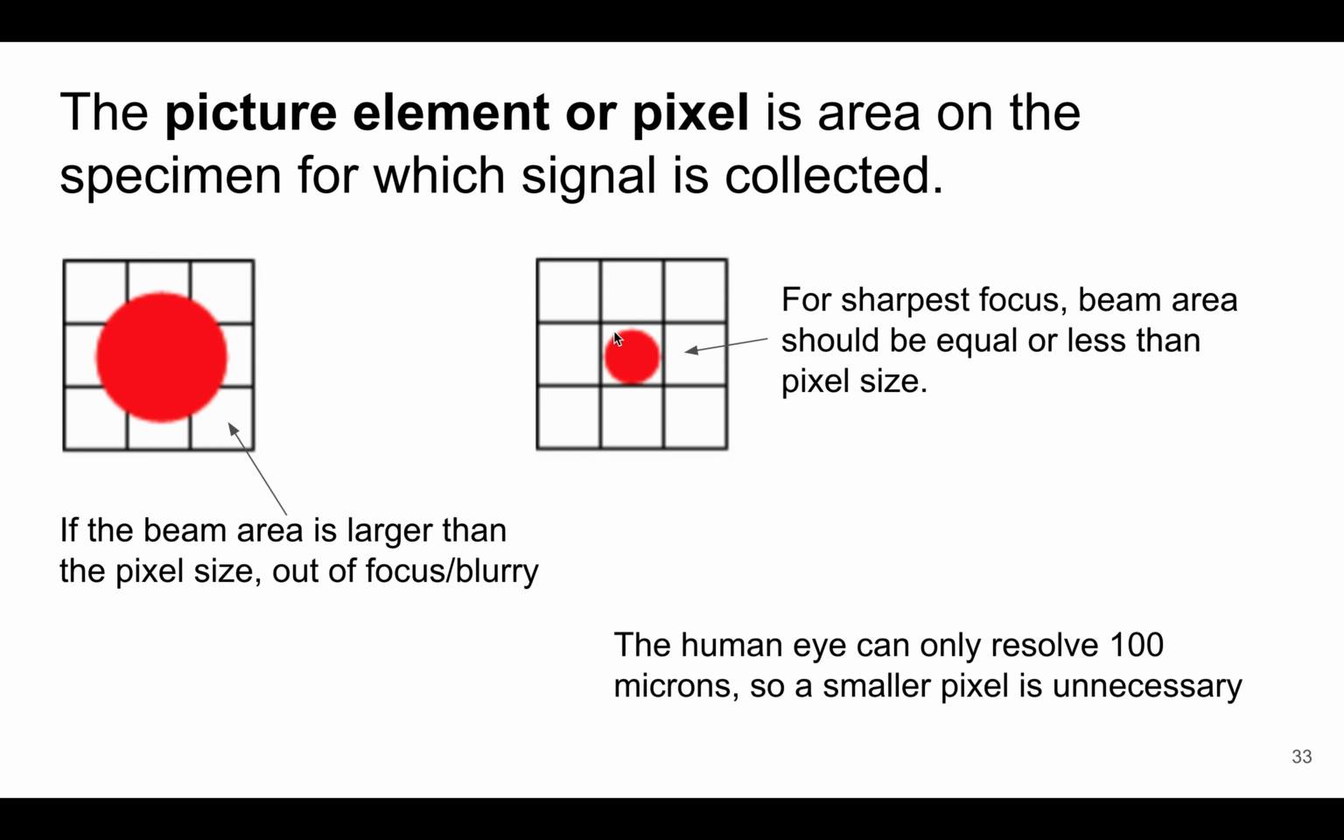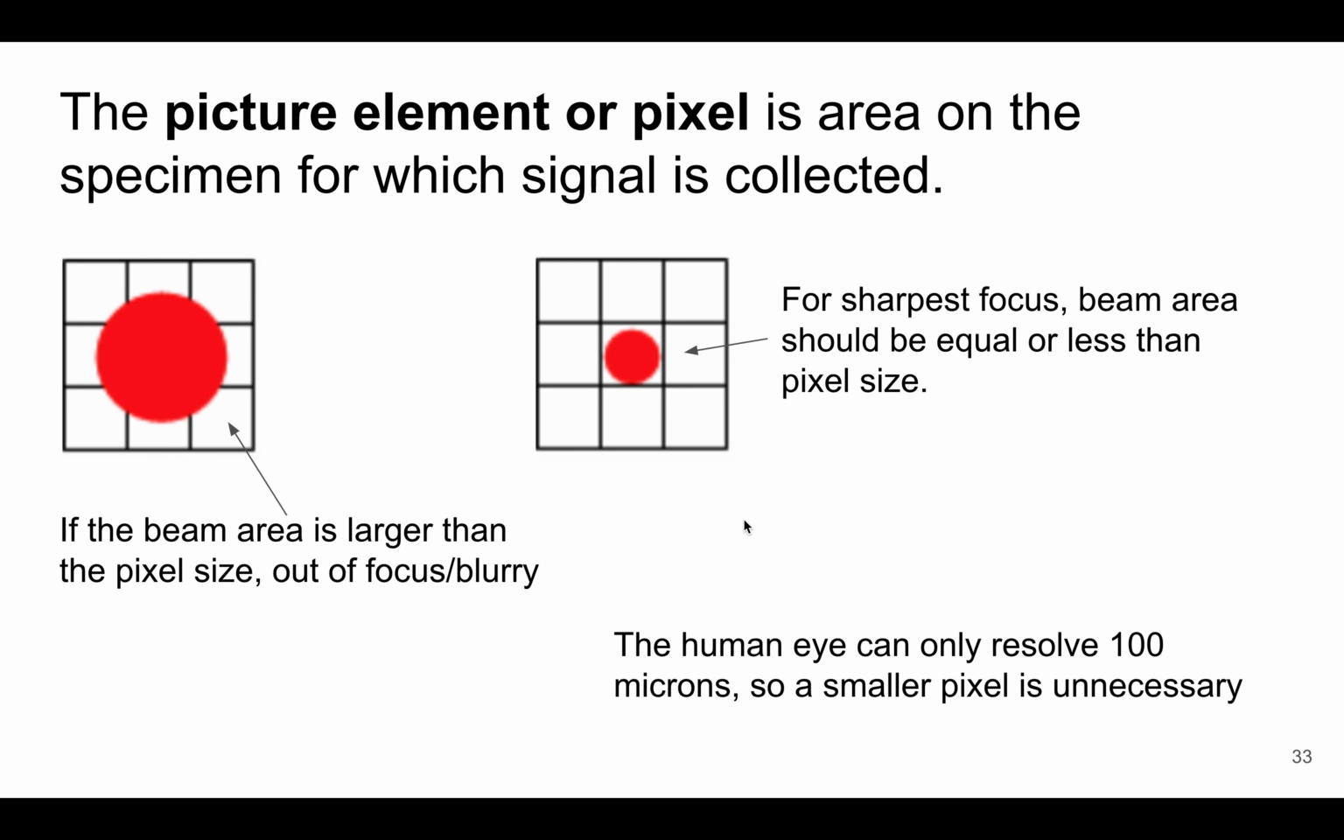That's really important. But again, keep in mind, the pixel area is something we define with the software, and the beam diameter is something we control with the instrument. So we have to make sure that those two fit so we can get the sharpest focus, as you see here.